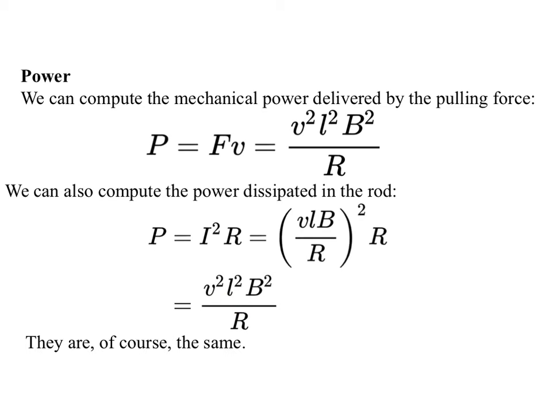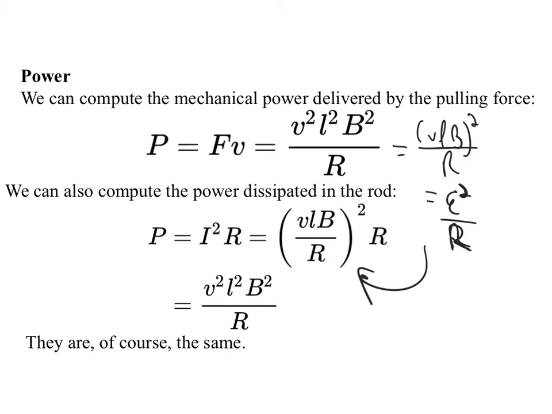This was actually kind of suggestive, because if we go back here and we just naturally group this, we'd say VLB squared over R, which of course was E squared, or EMF squared over R, which is a different form for electrical power. So we're not surprised really by that, but it's worth seeing.